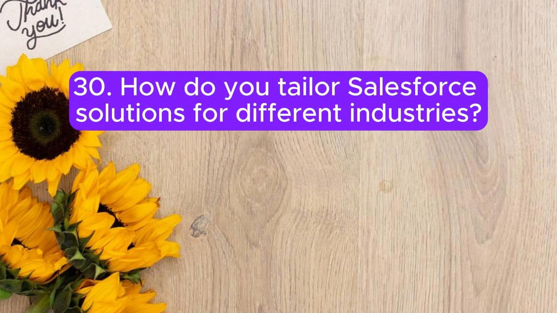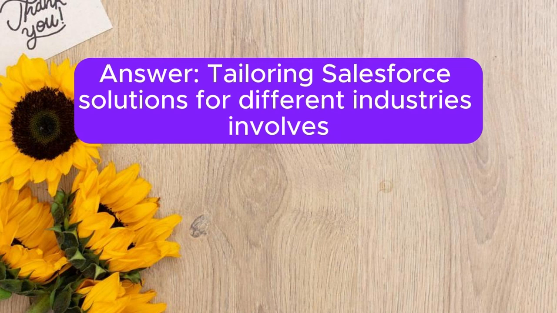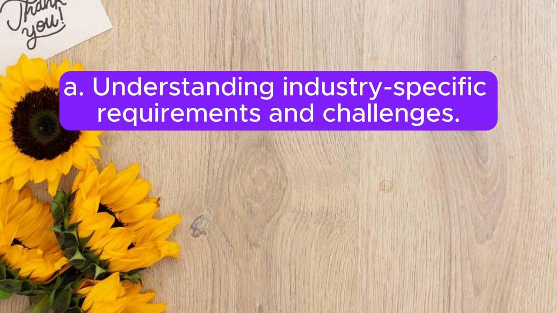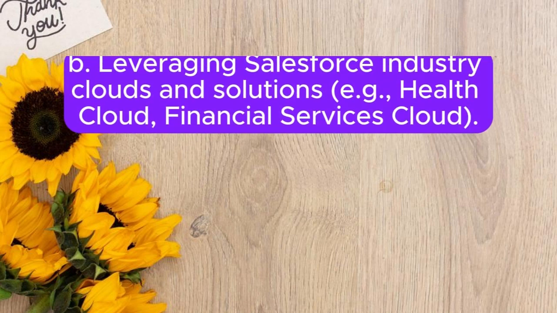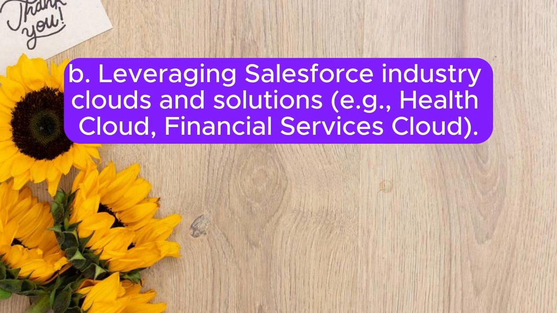30. How do you tailor Salesforce solutions for different industries? Answer: Tailoring Salesforce solutions for different industries involves A. Understanding industry-specific requirements and challenges. B. Leveraging Salesforce industry clouds and solutions, for example, Health Cloud, Financial Services Cloud.